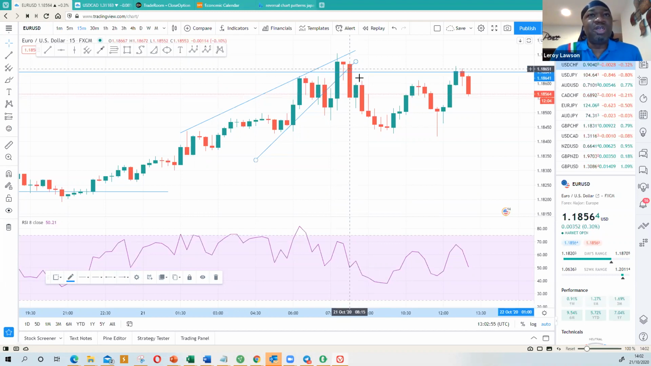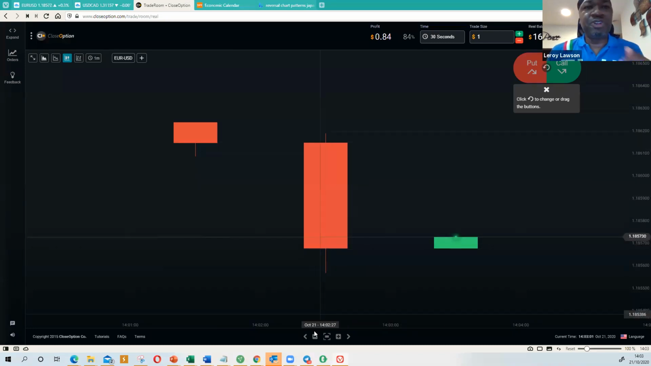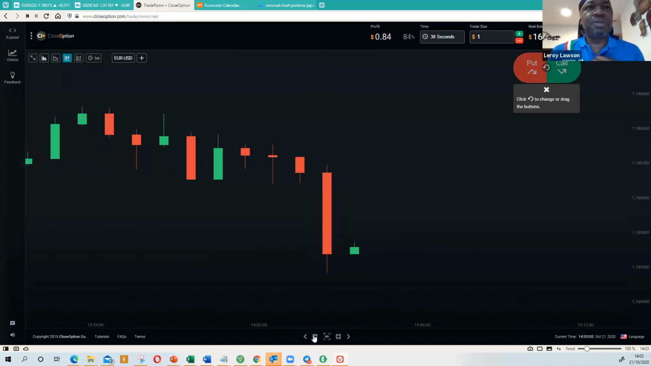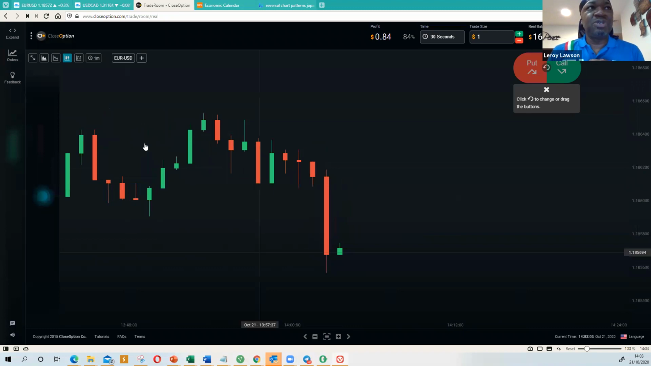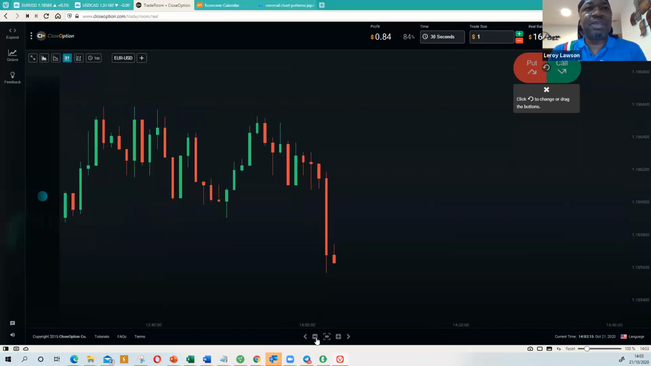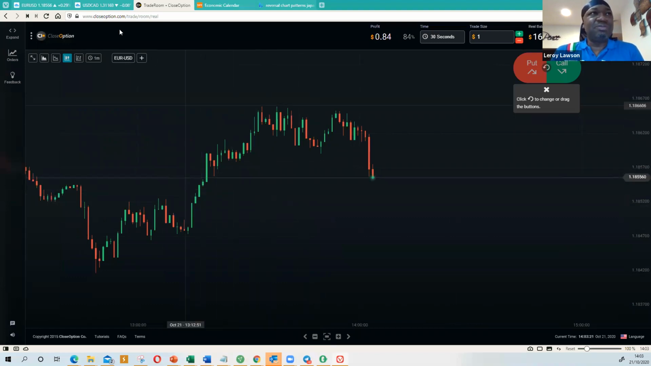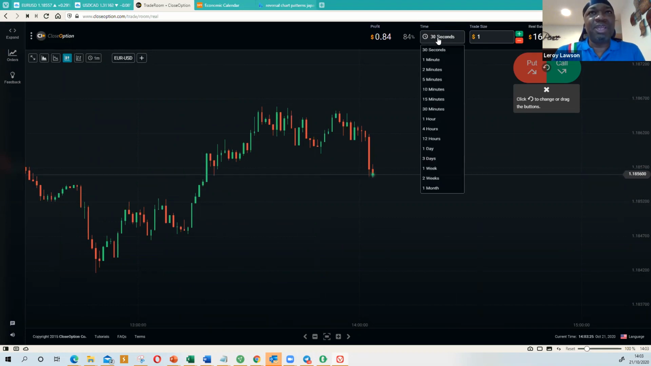So this is the euro dollar. I'm going to go back here. And again, each candle inside my binary options platform is represented by a minute, not 15 like what we have inside the chart. So it's not going to be exactly the same as what we have inside the chart, but this is the most important: my time frame here, I want to make sure it's an hour.